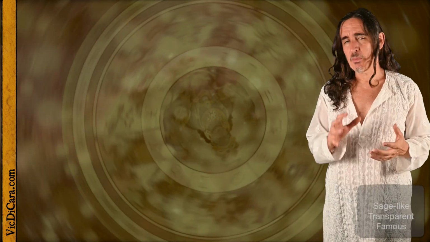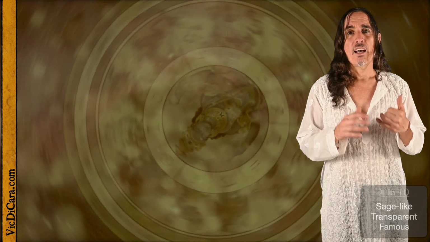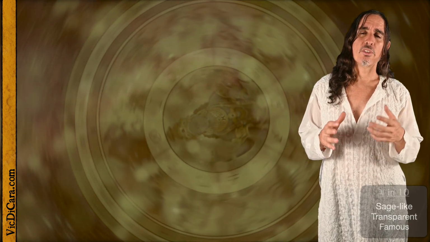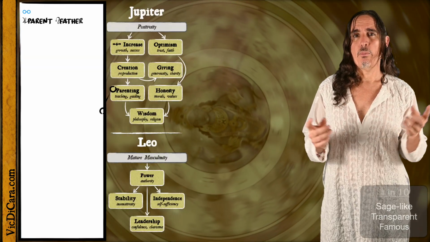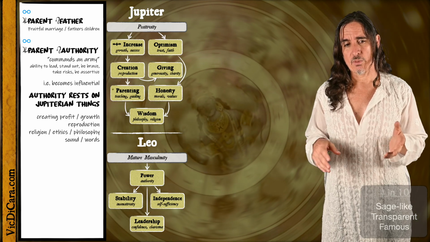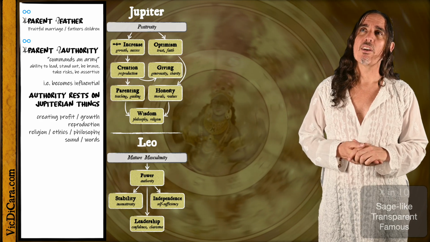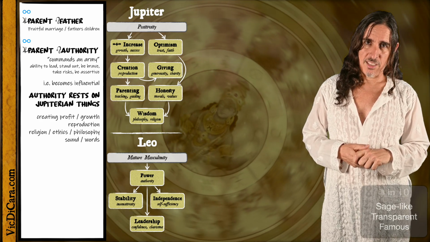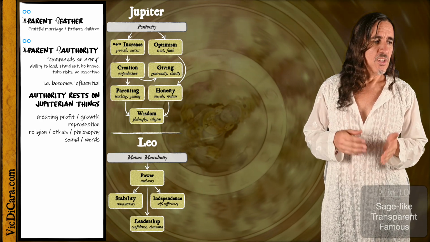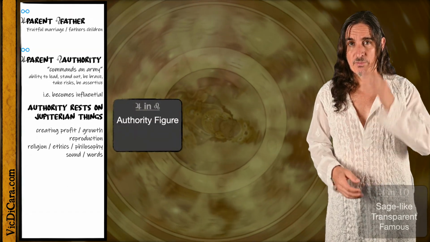Now, we need a similar summary for Jupiter in Leo, and then we'll be able to interpret Jupiter in the 10th house in Leo. I've also done a video on Jupiter in Leo. I'll put a link to that video in the description below as well, in case you want to get more details on it. For now, we can summarize it very succinctly. Jupiter in Leo is basically an authority figure.